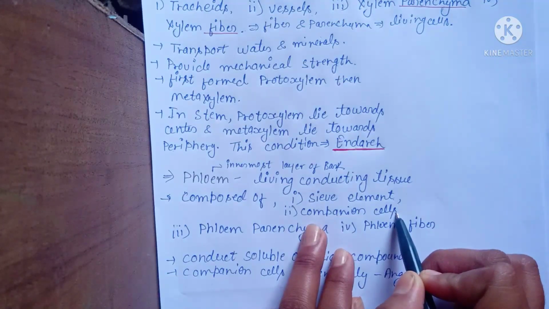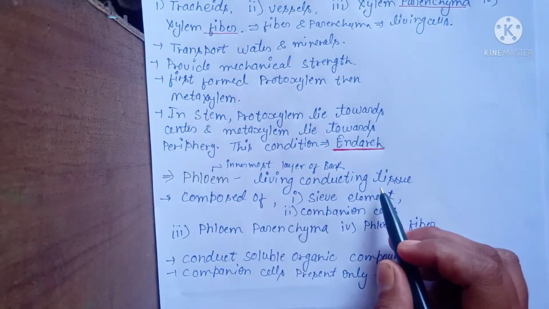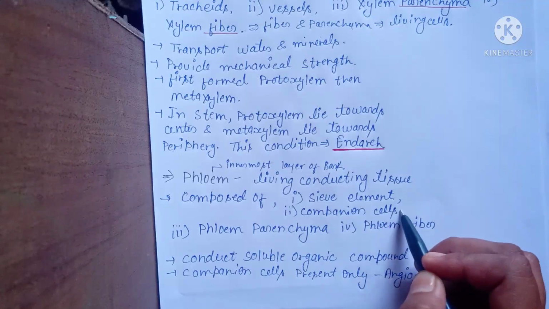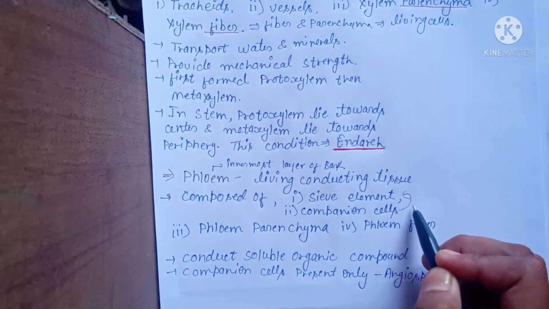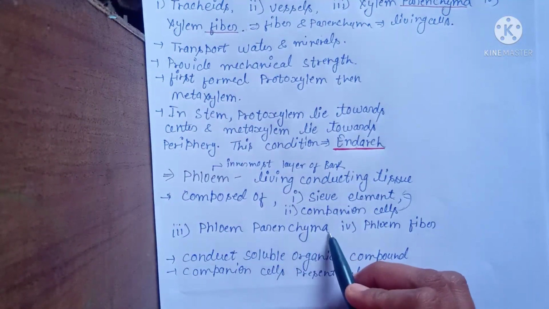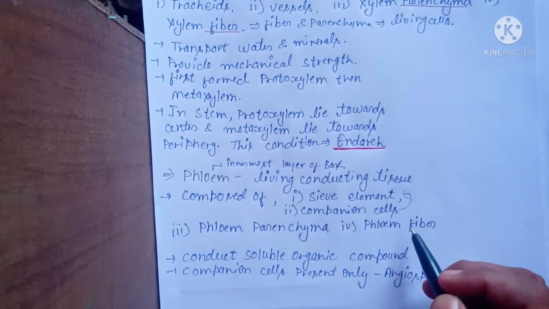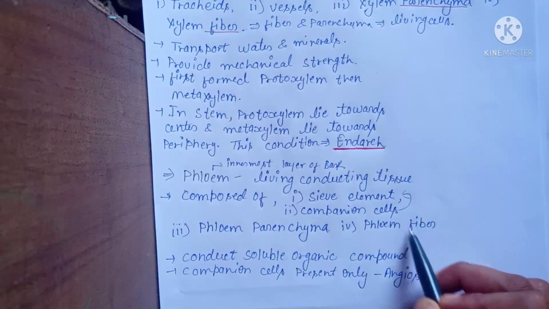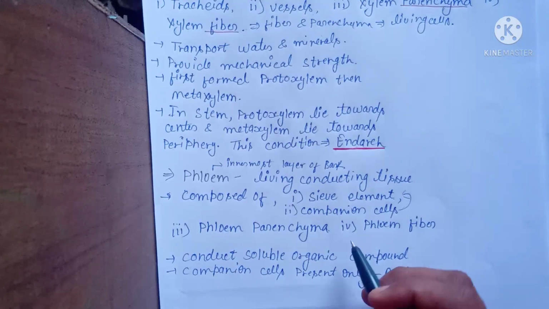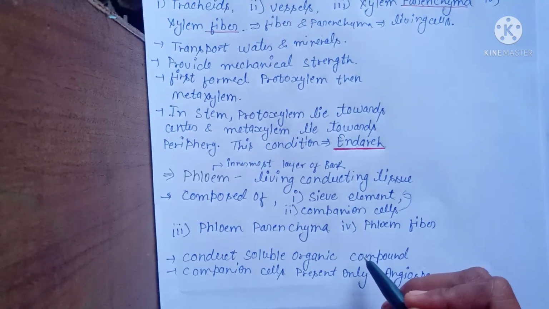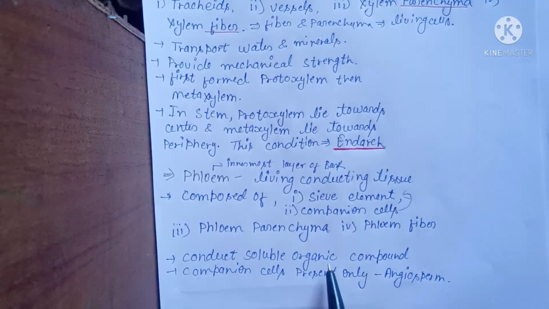And second are companion cells. Companion cells are present only in angiosperms. These are closely associated with sieve tube elements. Third, phloem parenchyma. Phloem parenchyma is made up of elongated cells. And fourth, phloem fiber. Phloem fiber is made up of sclerenchymatous cells. Phloem is also a conducting tissue. It conducts soluble organic compounds.